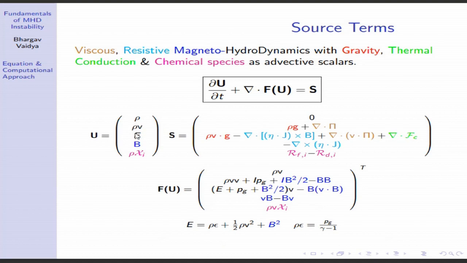So these are called primitive variables. But essentially, the code does not know anything about primitive variables. You give the initial condition in primitive variables, but later on, you can convert to conservative variables.